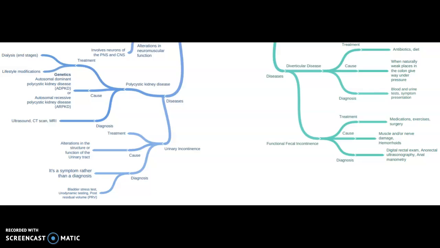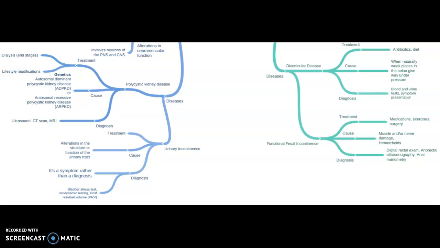Now, for functional fecal incontinence, the cause can be muscle or nerve damage, hemorrhoids. Some parts of the treatment can include medications, exercise, and surgery. And the diagnosis is achieved through digital rectal exam, rectal ultrasonography, and anal manometry.